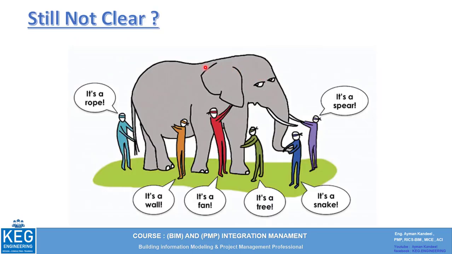It's still not clear. Some people see this elephant from different sides. Someone sees it as a rope, someone from this direction sees a wall, someone sees its ear like a fan, someone touches his leg and says a tree, someone touches his nose and says a snake, and so on. So it depends on which side you see BIM from.